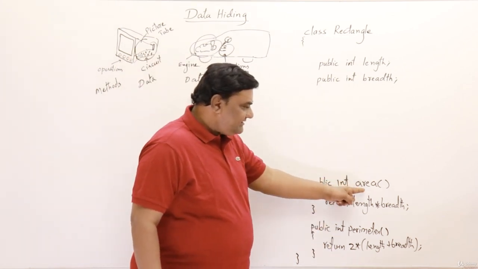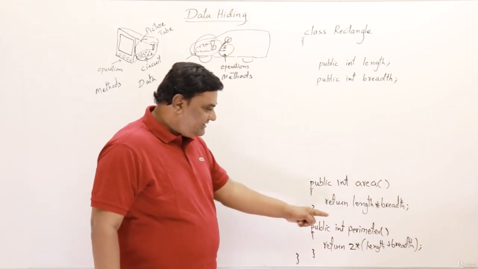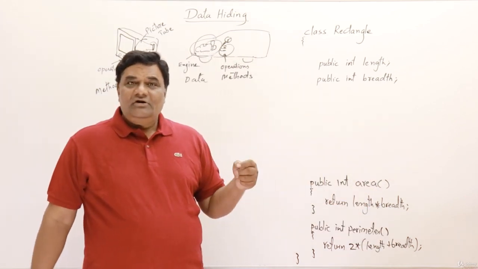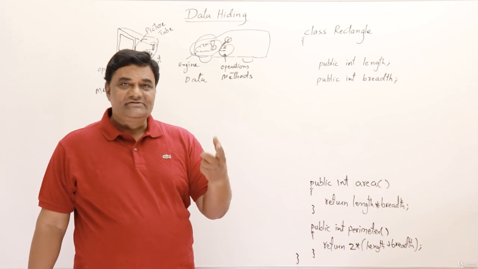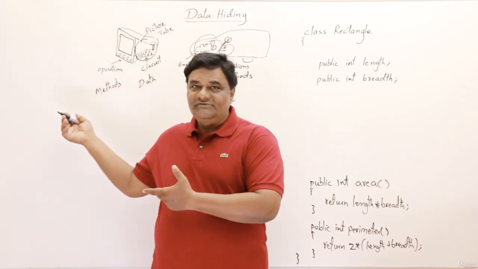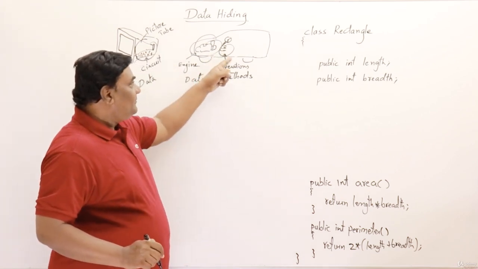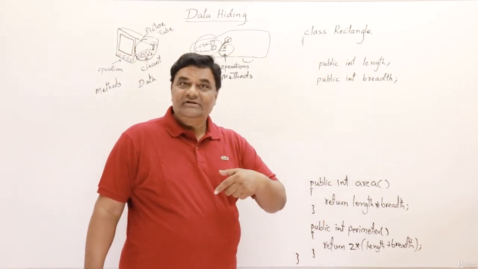If you take the area method, it is performing an operation on length and breadth. And if you take the perimeter method, it is performing an operation upon length and breadth only. So all the methods of a class will use the data members or properties of the class. Similar to this, these buttons perform operations on the circuitry and these pedals perform operations inside the engine. These methods perform operations on data. So it is similar.